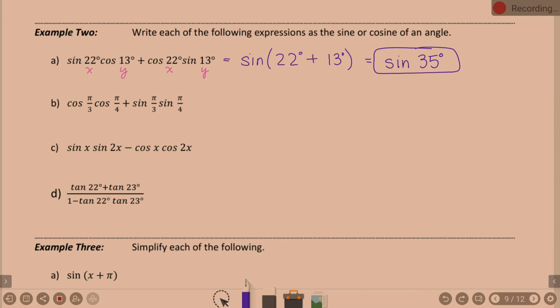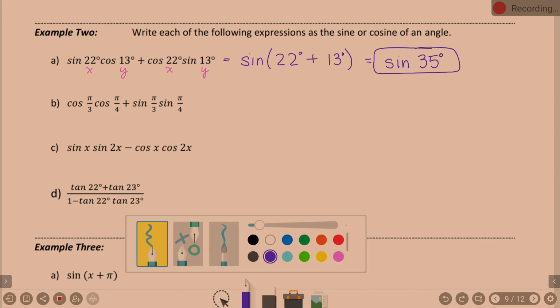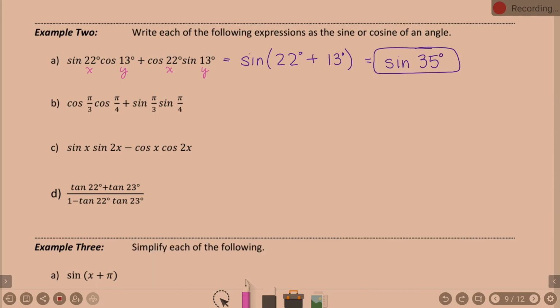The second half of homework, like 11 through 22, is like example 2 and 3, which are very similar to what we're doing here. So, okay, let's look at B. Cosine pi over 3, cosine pi over 4, plus sine pi over 3, sine pi over 4. Which identity does this look like? This looks like the cosine one, yes? Because the cosine one reads cosine x, cosine y, plus sine x, sine y. It's not that you have to write the x's and y's in there, but that's just helping me to show you what my x and y are going to be.